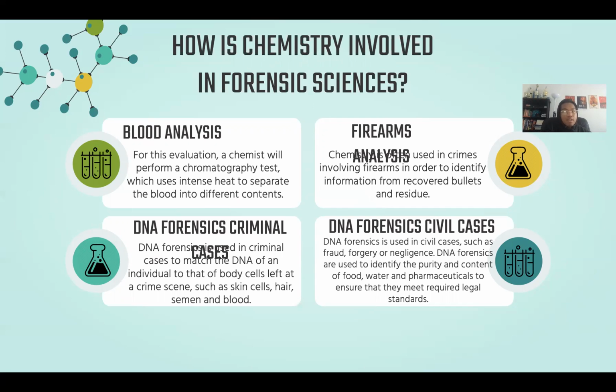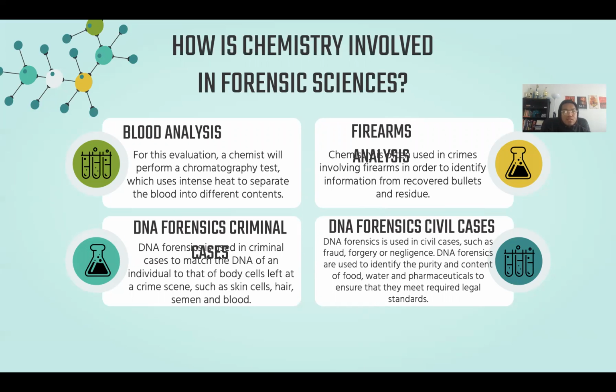Chemistry is often used in crimes involving firearms in order to identify information from recovered bullets and residue. If this residue matches that of the bullet found in the victim, there is evidence that the suspect recently fired the same type of firearm responsible for harming the victim. If no gunpowder residue is found on a suspect, a chemical analysis of the bullet can still reveal information such as the type of firearm used and how long ago the bullet was fired.